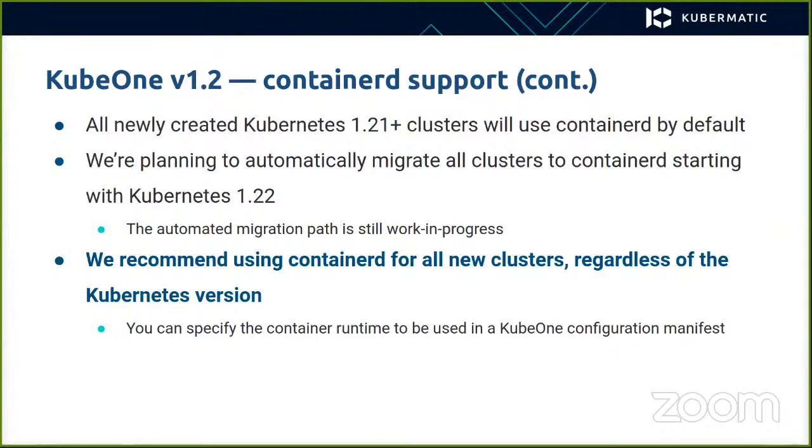Moreover, the Containerd support works regardless of Kubernetes version, so you can use it with 1.17, 1.18, whichever version you run in production or in whatever environment. And we recommend using Containerd for all newly created clusters, regardless of Kubernetes version, because it is going to save you trouble from migrating from Docker to Containerd. We don't expect any trouble, but it is still going to be much easier and you're going to have more future-proof clusters.